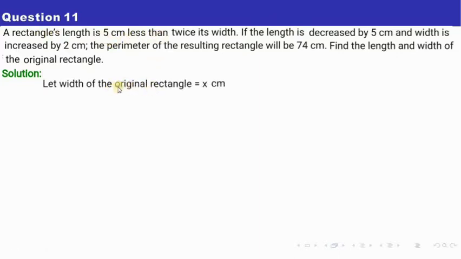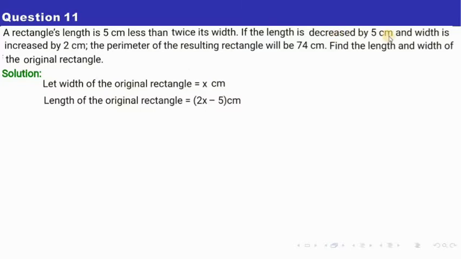Let us analyze the first line itself. It is given that width, I am taking the width to be x. Now the rectangle's length is going to be 5 less than twice its width, meaning you need to subtract 5 from 2x. So this is the original length and this is the original width. Now what is happening? The length is decreased by 5 and the width is increased by 2. After this change, the perimeter of the resulting rectangle is 74 centimeter. We need to find the length and width of the original rectangle.